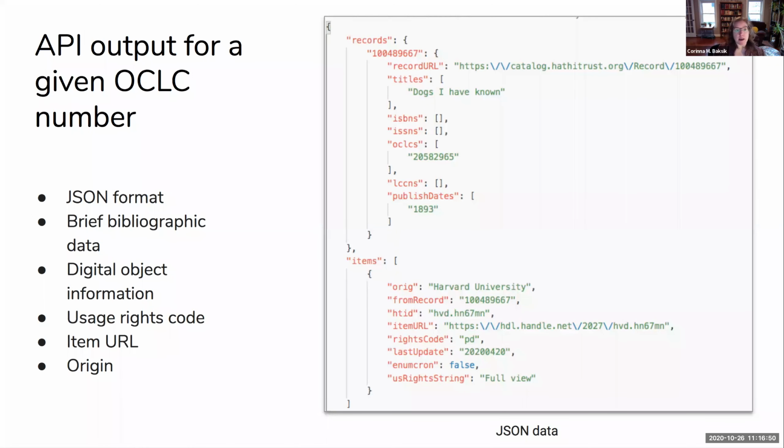Here is what the API output looks like. This format is called JSON.